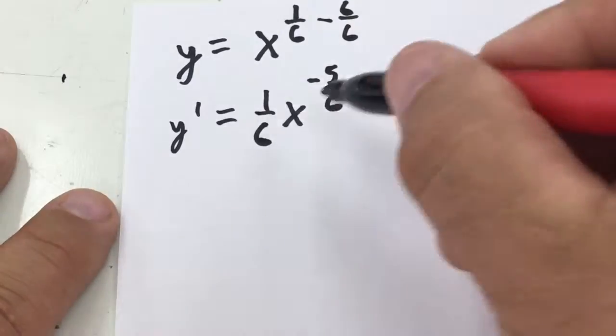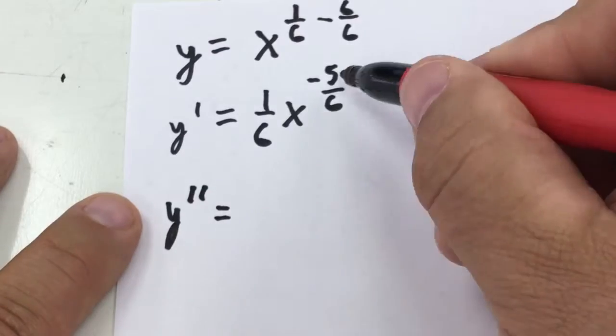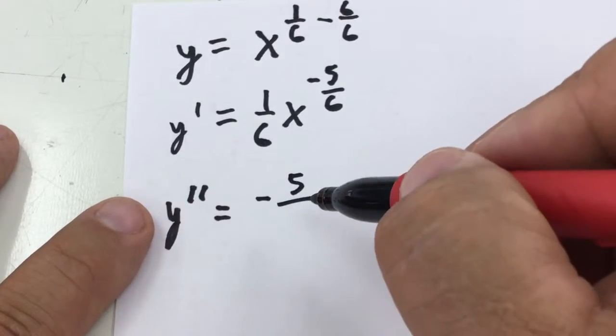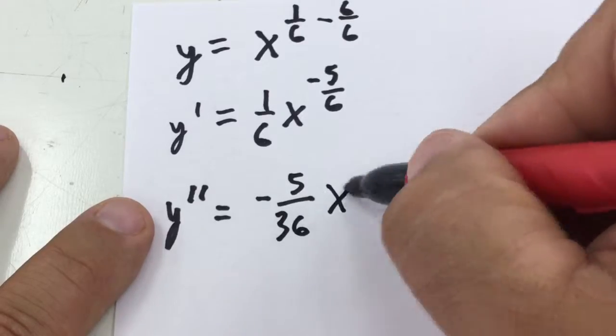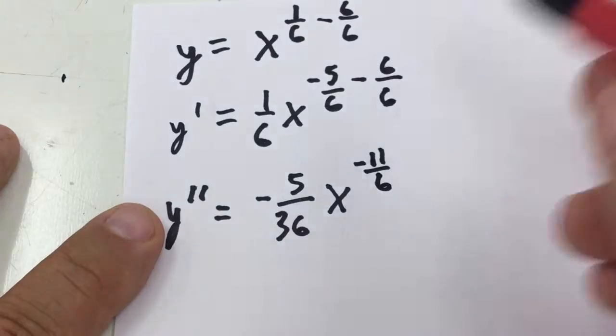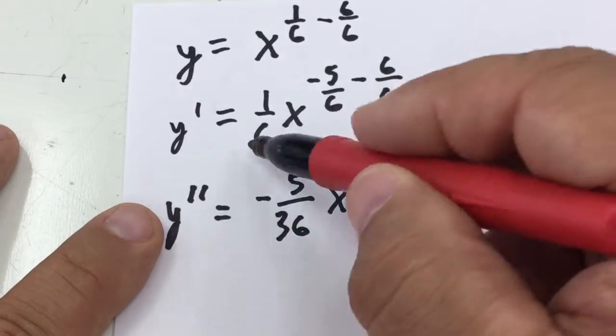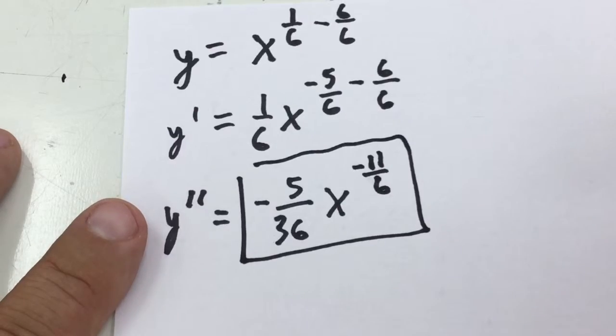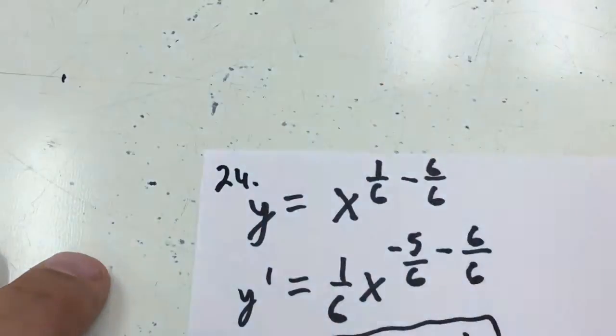And that's my first derivative. Now I'm going to take the derivative of this, and that would be my second derivative. So negative 5/6 times 1/6 is going to give me negative 5 over 36. x, I have to subtract 1 again. That's going to be to the negative 11/6. Notice, here I keep the denominator the same, but when I multiply, the denominator gets multiplied. So there's my second derivative for number 24.